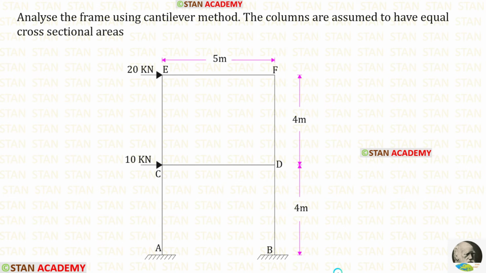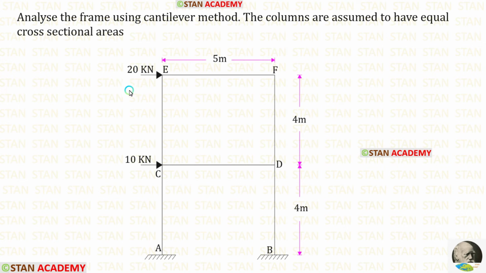Hello everyone. Today we are going to analyze this frame using the cantilever method. In this frame, the columns are assumed to have equal cross-sectional areas. This is a single bay and two-story frame.